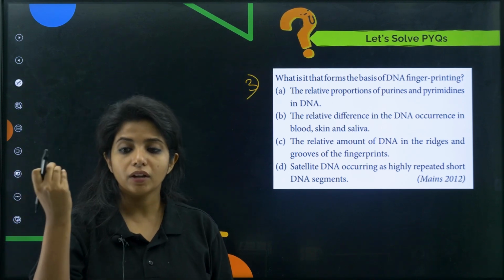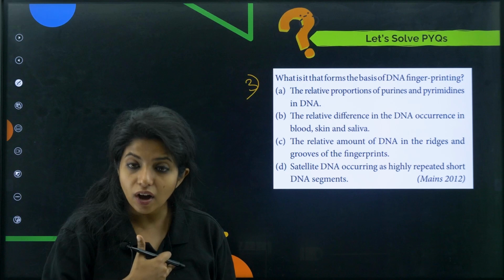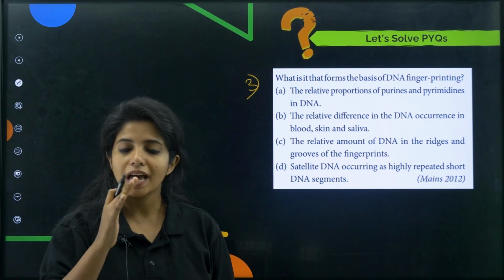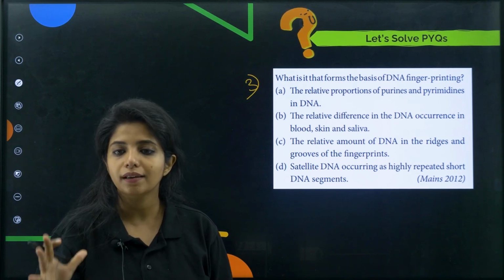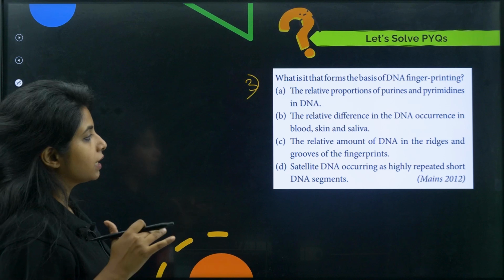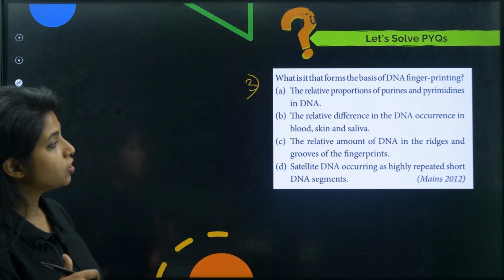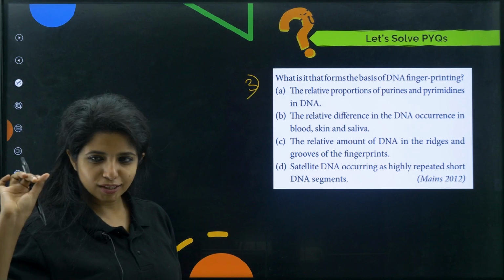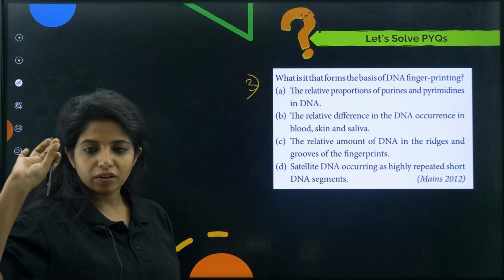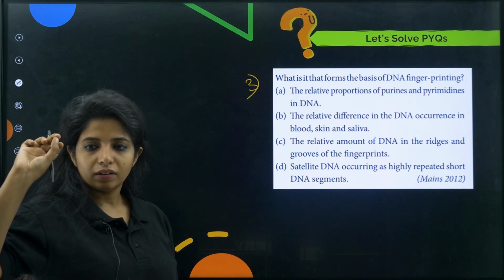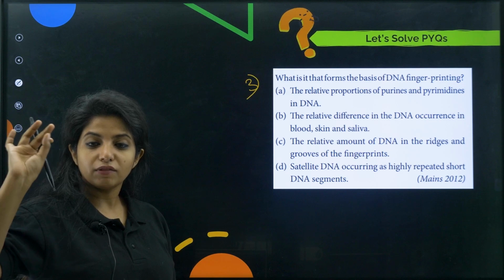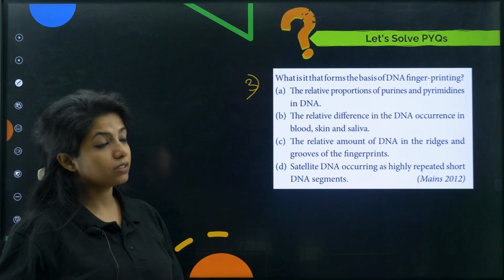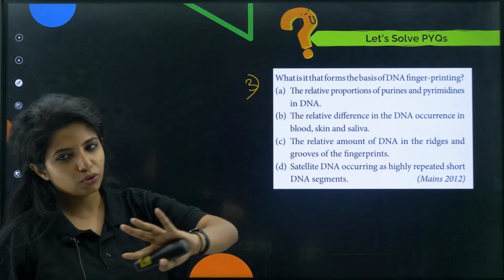Whether it be blood, skin, or saliva, it's of our body. If it's of our body, it has to have the same DNA content. Okay. The next option: the relative amount of DNA in the ridges and the grooves of the fingerprints. Do you think DNA fingerprinting means the ridges and grooves that you see over here, and the DNA there makes the whole difference, and this is how DNA fingerprinting works? Do you think like that?